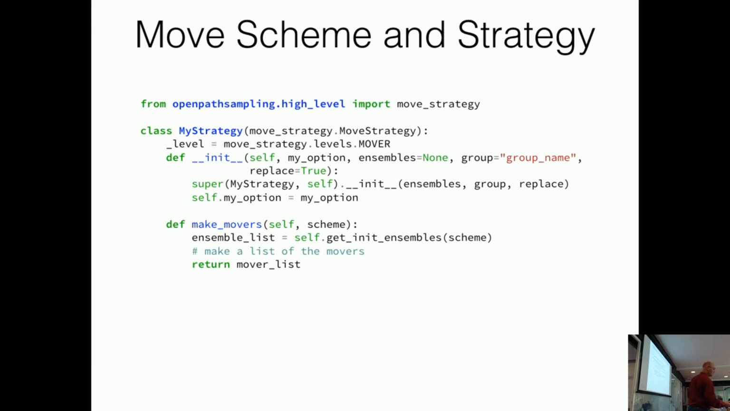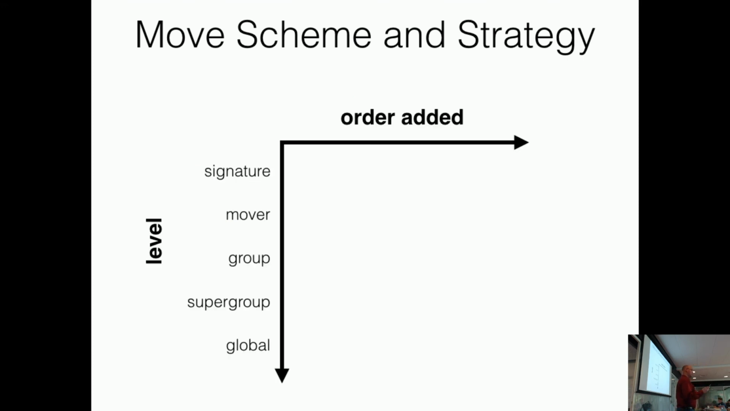Anything else? So here's about this sorting, this ordering for move scheme and move strategy. We have several different group levels defined. We call them signature, mover, group, supergroup, global. Honestly, these two are not very well defined. The global level decides, for example, do you look by replica, or do you look by ensemble first, or do you look by the move type first?